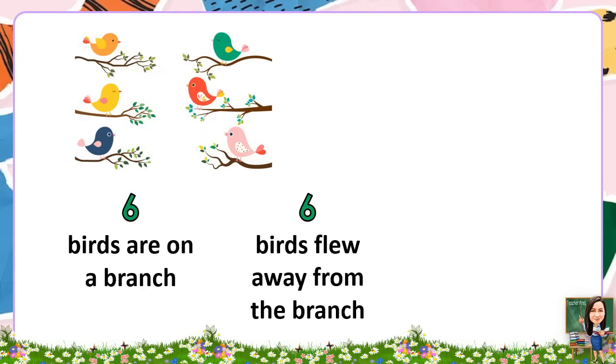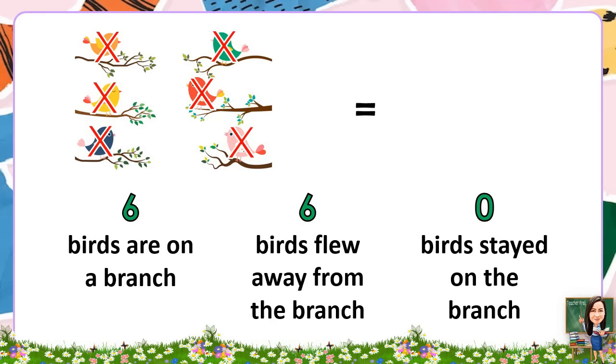Using the counters, 6 birds are on a branch. 6 birds flew away from the branch. Let's take away 6 birds. 1, 2, 3, 4, 5, 6. Therefore, 0 birds stayed on the branch, or no birds stayed on the branch.